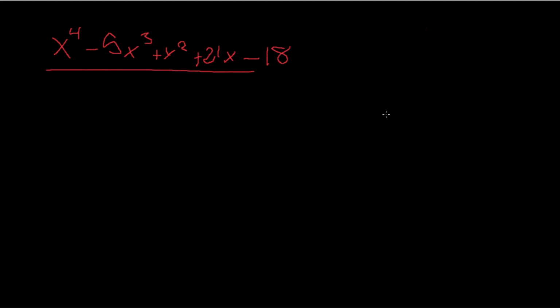Now, factoring polynomials can seem a little scary at first, but if we were to see something like x to the fourth minus 5x cubed plus x squared plus 21x minus 18, how in the world do we begin with that? We can begin somewhere quite simple.